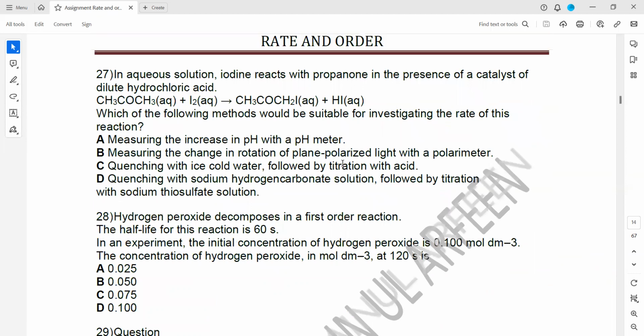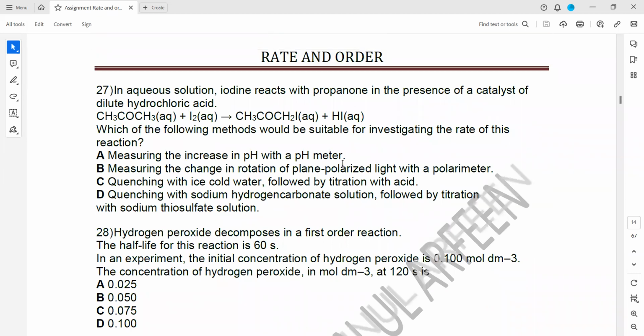In question 27, in aqueous solution, iodine reacted with propanol in the presence of a catalyst of hydrochloric acid. Iodine propanol reaction is there. Which of the following methods could be suitable to investigate the rate of reaction? There are different ways to investigate the rate of reaction, like we can measure the volume of a gas given off. We can measure the change in the mass for the contents in the flask. We can observe the color change during a reaction. We can first take a sample out, then quench and then titrate. That can also be done.